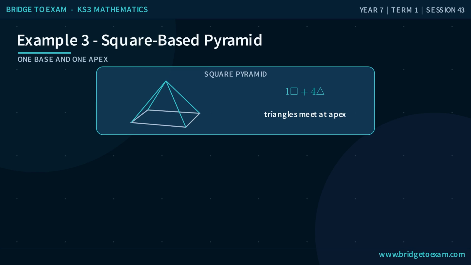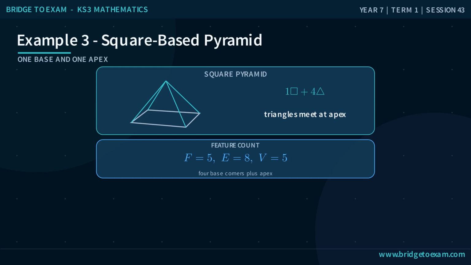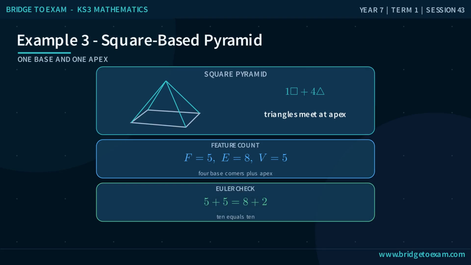A square-based pyramid has 1 square base and 4 triangular side faces. It has 5 faces, 8 edges, and 5 vertices, including the apex. 5 plus 5 equals 8 plus 2, so the count is consistent.